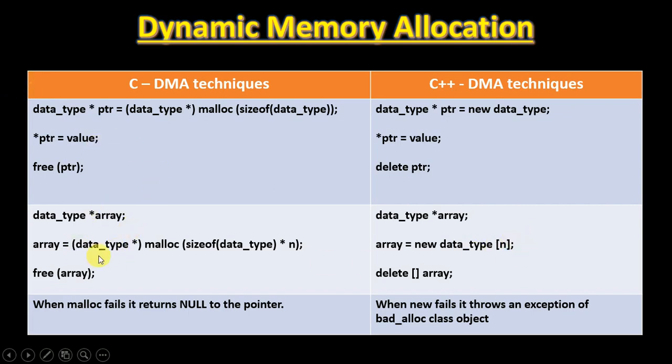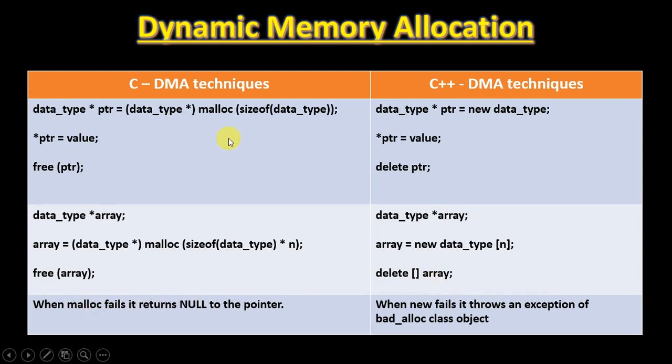So to free the memory location, you have to provide free(array), that is fine. But when you are deleting an array of locations, for delete, you have to provide the subscript operator. While freeing an array of locations, the subscript operator is not required, but for delete, the subscript operator is required.